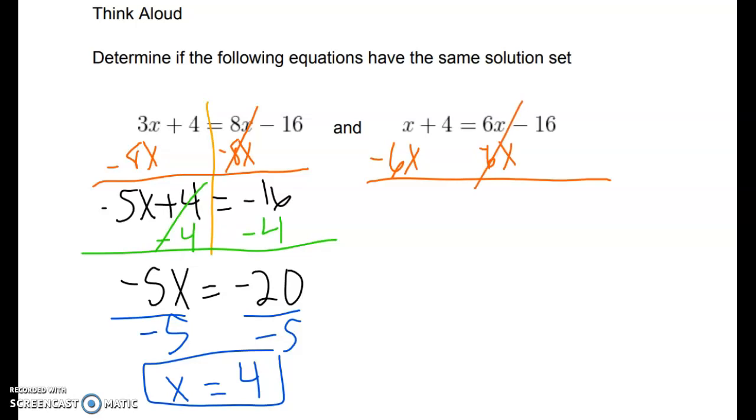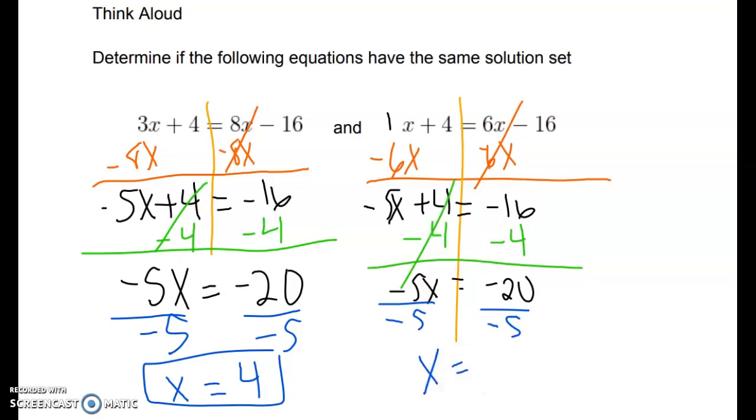I'm going to make that bridge so I don't get confused. And I'm now left with, remember that coefficient. If it doesn't have a coefficient, it has a coefficient of 1. 1x minus 6x will give me negative 5x back. This positive 4 does drop down. It's equal to this negative 16. Hey, that kind of looks familiar, which does give me x is equal to 4.